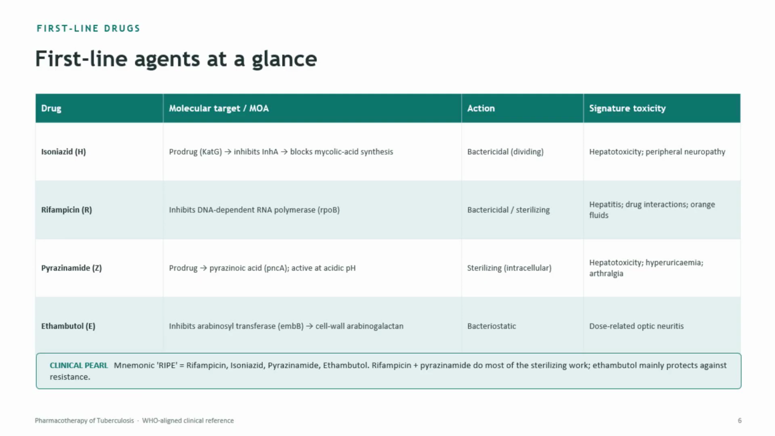Here's your first line cheat sheet on one slide. Screenshot this one. Isoniazid, a prodrug activated by KatG, blocks mycolic acid synthesis, brilliant against dividing bugs. Rifampicin hits RNA polymerase, and it's our great sterilizer. Pyrazinamide works in acid, kills the intracellular persisters. Ethambutol hits the cell wall and mainly guards the others against resistance. And every one of them has a signature toxicity: hepatitis with H, R, and Z, and that classic optic neuritis with E. Keep this map in your head, the rest of the video basically colors it in.